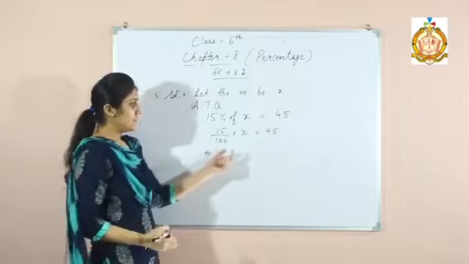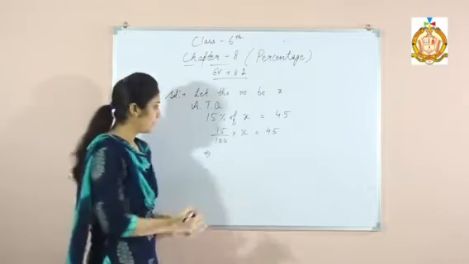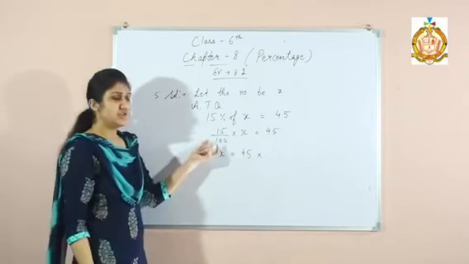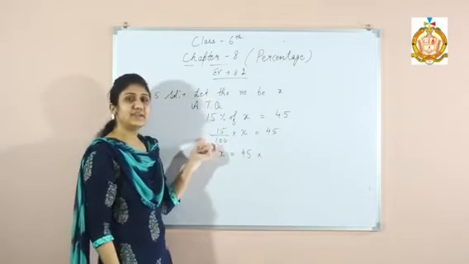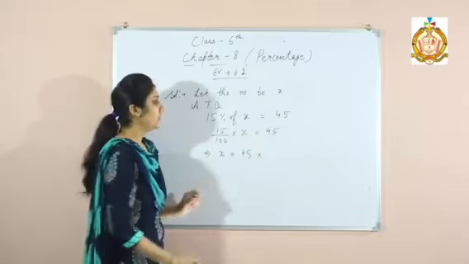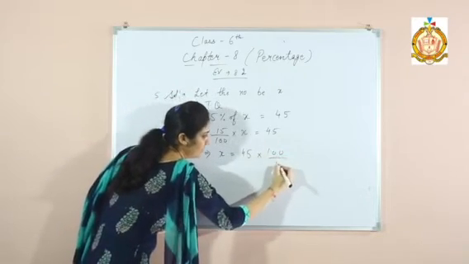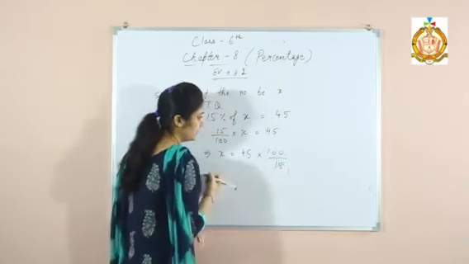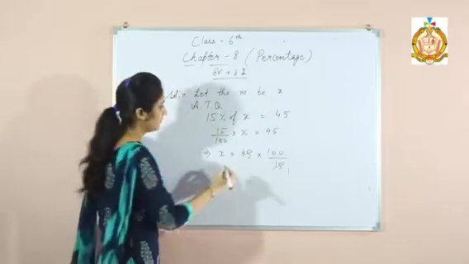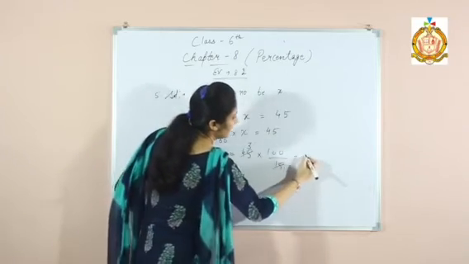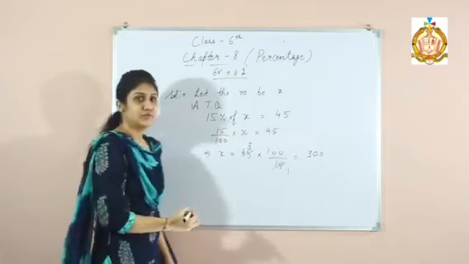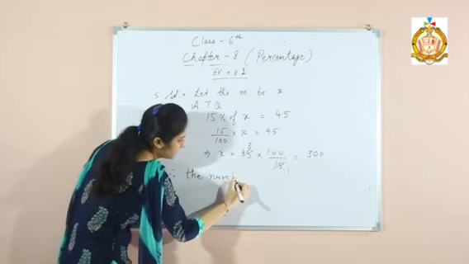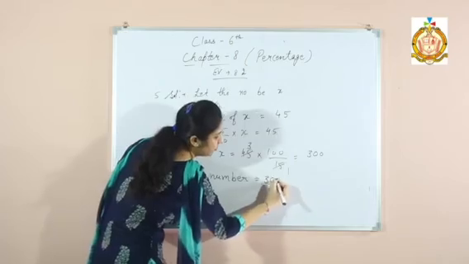So we have to solve this equation for the value of x. x is equal to 45. When this number shifts its position to the other side of the equal sign, we take the reciprocal of this term. So here we will write 100 upon 15. Cancelling out the terms using the table of 15, 15 ones are 15, 15 threes are 45. So our answer is 300. Therefore, the number is 300. We have to find the number.